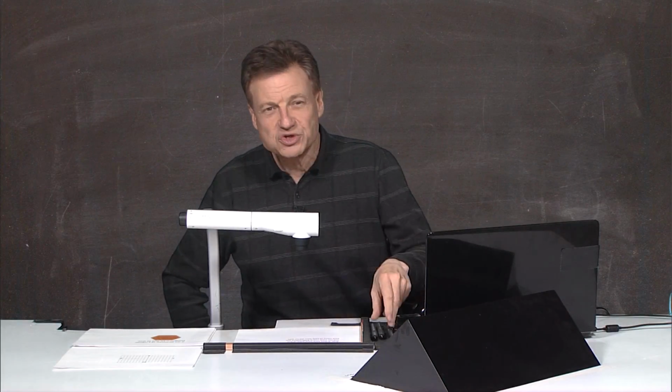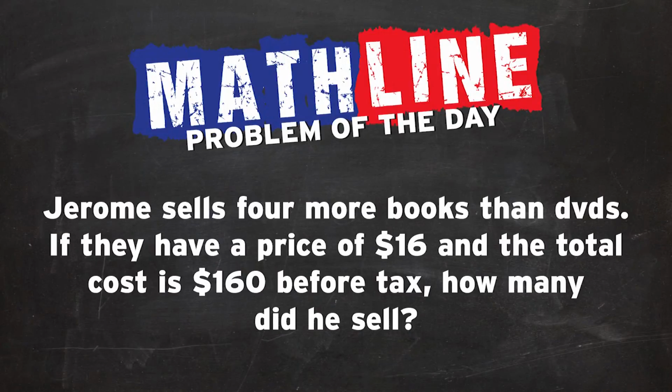Speaking of a busy way to get started, let's take a look at that infamous problem of the day. Jerome sells 4 more books than DVDs. All right, so he's selling books and DVDs, it sounds like here. If they each have a price of $16 and the total cost is $160 before tax, how many of each item did he sell?